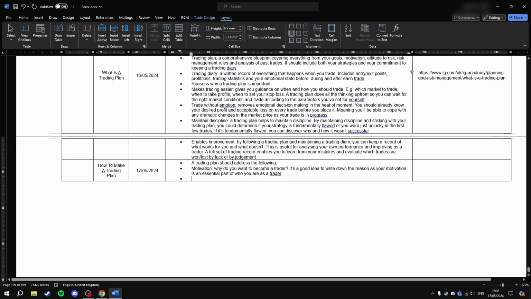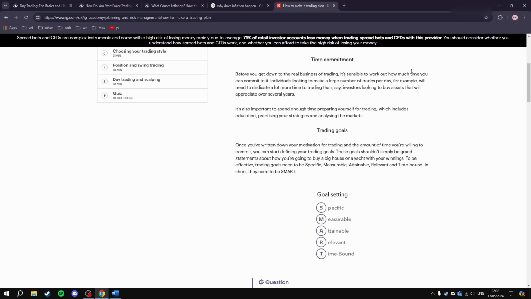Time commitment. Before you get down to the real business of trading, it's sensible to work out how much time you can commit to it. Individuals looking to make a large number of trades per day, for example, will need to dedicate a lot more time to trading than, let's say, investors looking to buy assets that will appreciate over several years. It's also important to spend enough time preparing yourself for trading, which includes education, practicing your strategies, and analysing the markets.